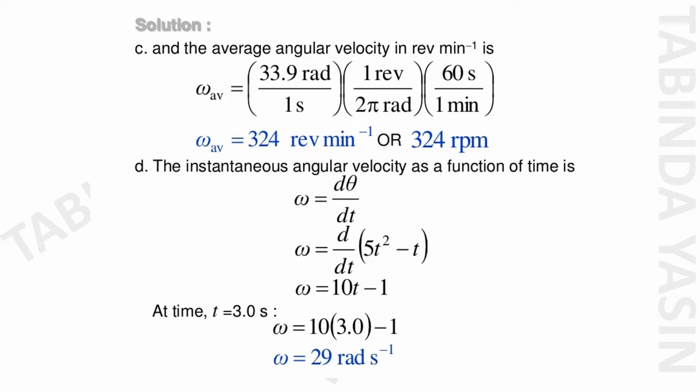Now to find part D, the instantaneous angular velocity as a function of time is omega is equal to d theta over dt, that gives omega is equal to d by dt of 5t square minus t. After differentiating we get omega is equal to 10t minus 1. So substituting the value at time t is equal to 3 second, we have 10 into 3 minus 1, that gives omega is equal to 29 radian per second.